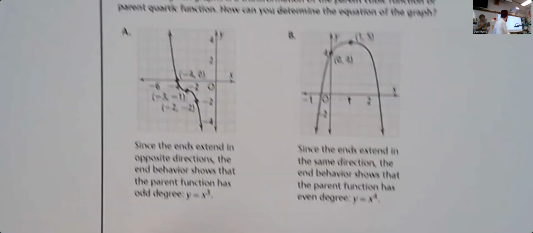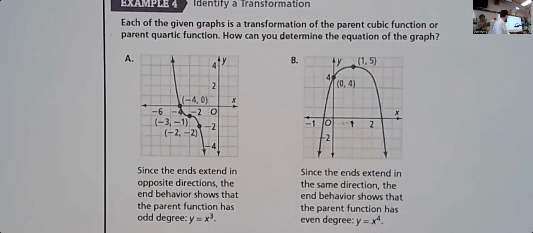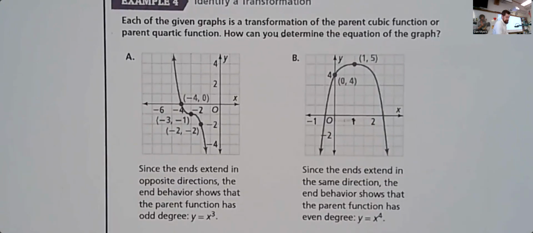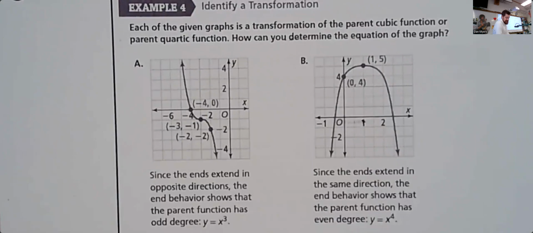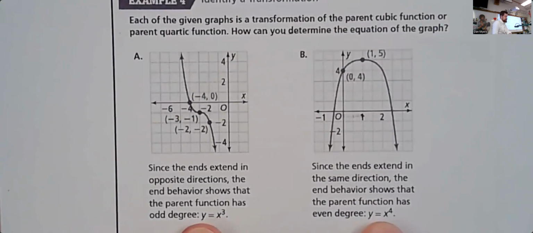So this one, we actually have to identify the transformation from the parent function. Each of the given graphs is a transformation of the parent cubic function or parent quartic function. So cubic function is x cubed, quartic function is x to the 4th power. And it even tells us right here. It says how can you determine the equation of the graph? So here's what we got to figure out. First of all, how do they look different than the originals or the parent functions? And then specifically, what are the differences?